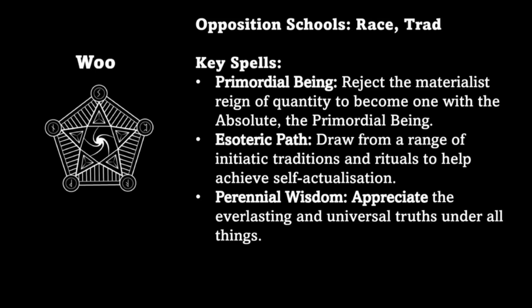And its key spells are this: primordial being. That is to reject the materialist reign of quantity, to become one with the absolute, the primordial being. Now, if this sounds a bit woo to you, that is because literally this is the School of Woo, okay? And I don't mean that as a pejorative. I'm just saying that once you get into this headspace, it's a completely different way of thinking, okay? I mean, it's basically Neoplatonist, I guess you'd say in the Western tradition. It's close to Platonism. Anyway, the esoteric path now, and here you draw from a range of initiatic traditions and rituals to help achieve self-actualization. And then the final spell is perennial wisdom. Appreciate the everlasting and universal truths under all things.